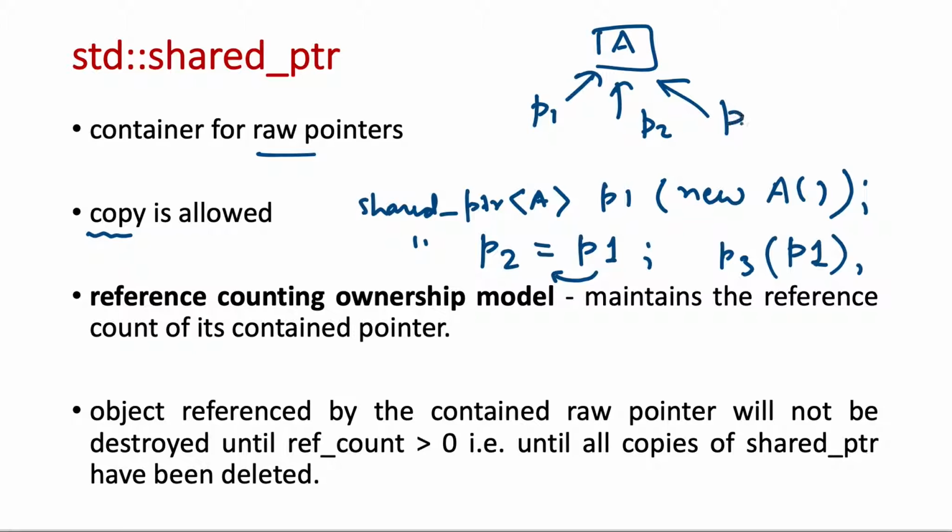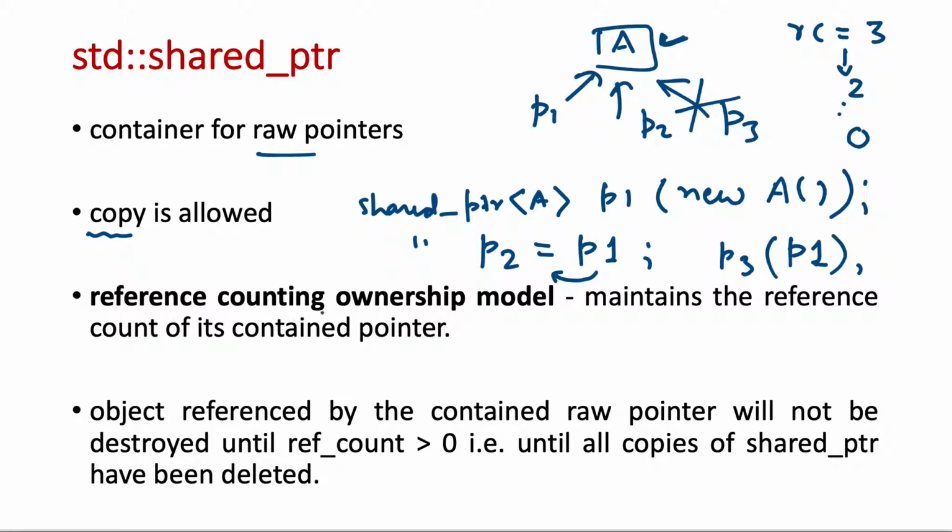So this is perfectly valid. Internally the reference count will be kept as 3 in this case. So when P3 goes out of scope, it will come down to 2 and so on until it becomes 0. In that case, the underlying resource will be deallocated.